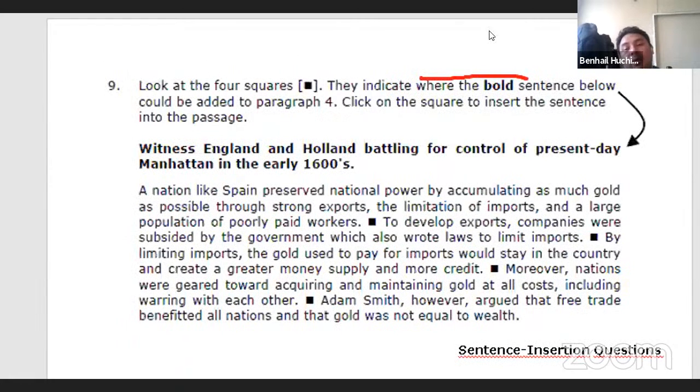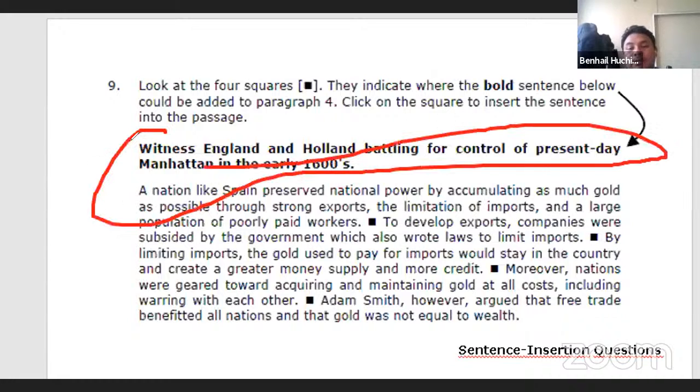But now, what happens with this square? You need to put this statement into the text in one of these squares. You have to select which one is more coherent, or where it belongs. Now you have to be careful, as it can be tricky. You need to understand the context.